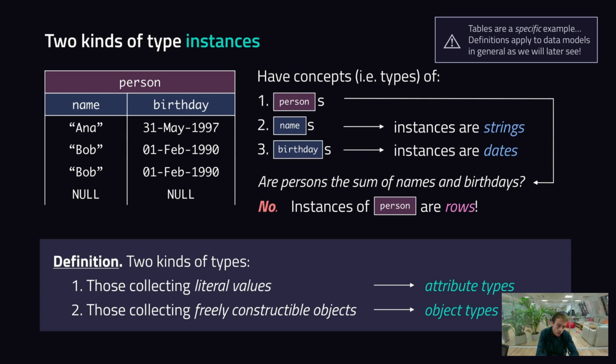So two of these types, names and birthdays, collect literal values. The other one collects abstract, freely constructible objects. And this is the distinction that we're trying to make here between the first kind of instances, literal values collected in attribute types, and the second kind of instances, freely constructible objects, where we can just keep inventing new instances, and these will be referred to as object types.